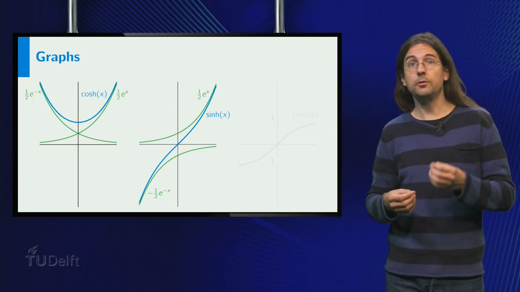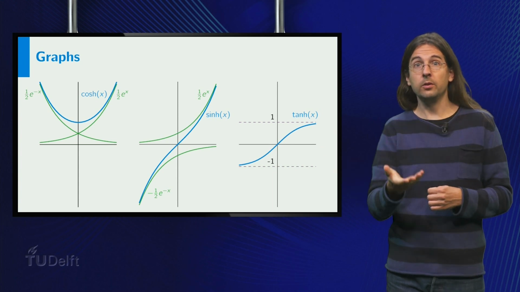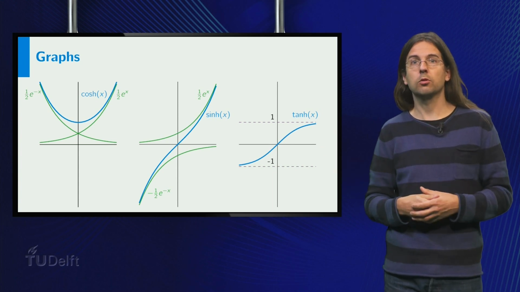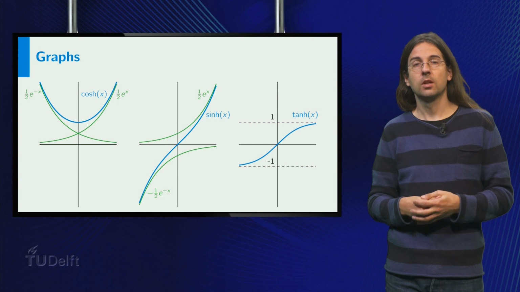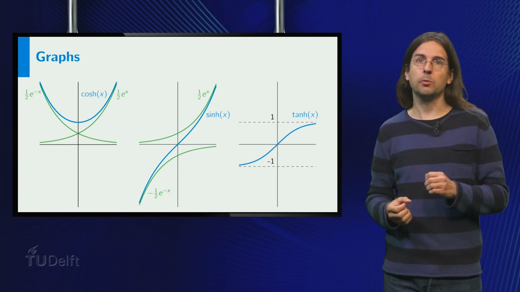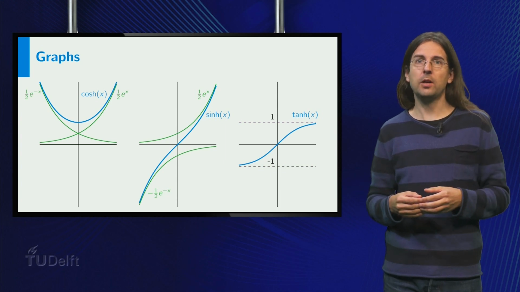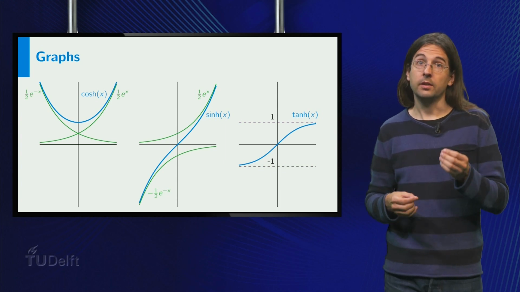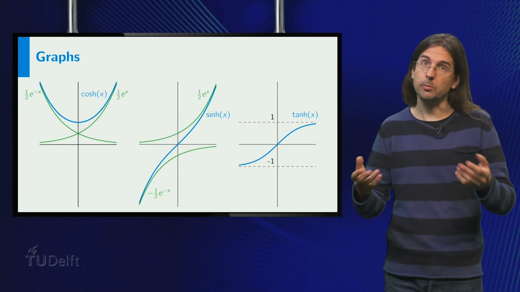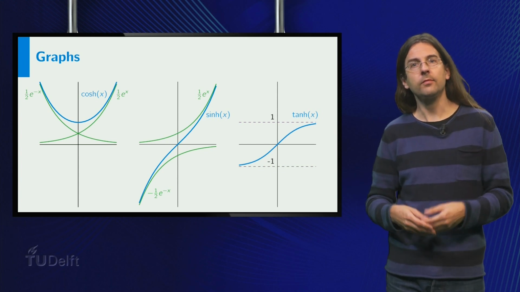Finally, the graph of the hyperbolic tangent is an S-curve. It has the values minus 1 and 1 as horizontal asymptotes. As you can see, for very large x, both the hyperbolic cosine and sine look very much like e^x over 2. And thus their quotient, the hyperbolic tangent, will approximate 1.